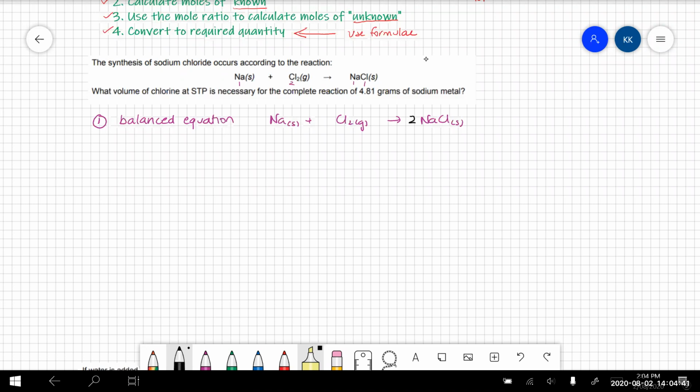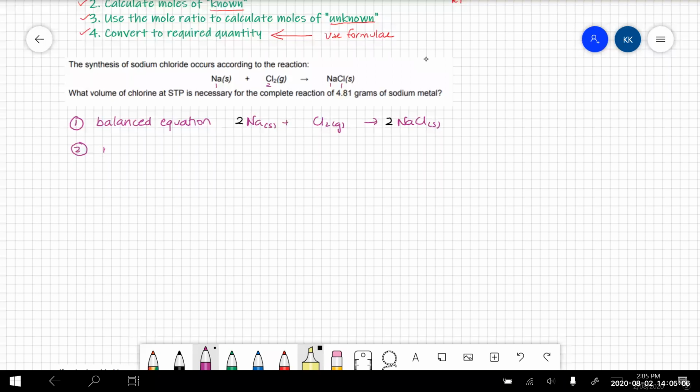Unfortunately, in that step, I've unbalanced my sodiums. Now I have 2 sodiums over here on the right, but only 1 on the left. So I'm going to need to double that as well. Now my equation is balanced, and I can move on to step 2. I'm going to find the moles of the known. Now, what do we know? We know we're given that the mass of sodium is 4.81 grams.